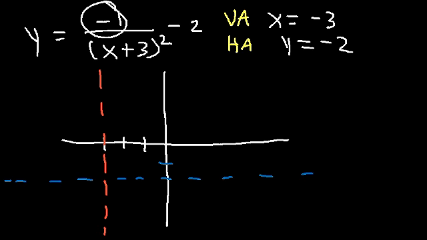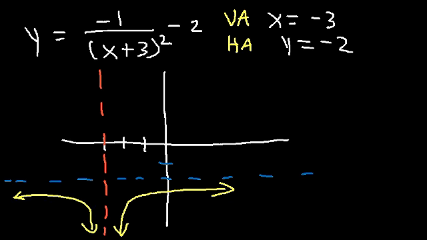Now the negative sign tells us that it's going to reflect over the horizontal asymptote. So it won't be in the first quadrant. It's going to be in the fourth quadrant. And it's not going to be in the second quadrant. It's going to be in the third quadrant as well.